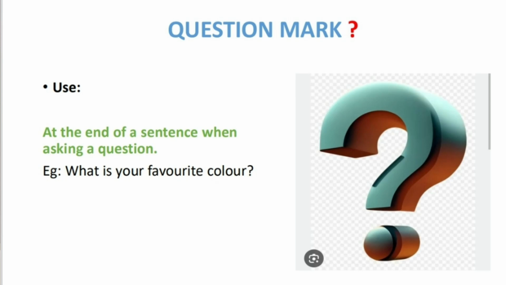And the next is the question mark. We use question marks at the end of a sentence when asking a question. For example, what is your favorite color? So this sentence is an interrogative sentence. That's why we use a question mark at the end of this sentence. So usually we use a question mark at the end of an interrogative sentence.